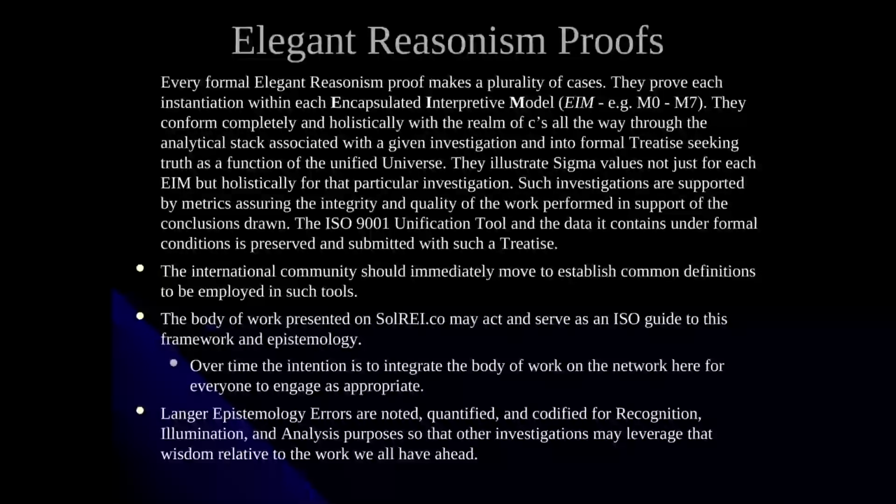Obviously, the point of an elegant reasonism proof is that it takes a given set of interpretive models and effectively enables them to be mode shifted and ultimately come to a set of insights that are consistent with, and can be held litmus against, or the unified universe can be held litmus against the treatise and demonstrate the truth of it all.